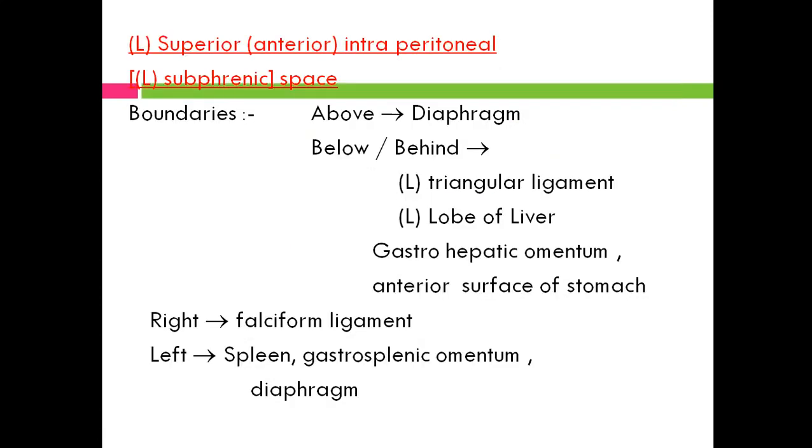So what are the boundaries of the left subphrenic space? Subphrenic, isn't it? So that means below the diaphragm. So above you get the diaphragm, below and behind you have the left triangular ligament, the left lobe of the liver, the gastrohepatic omentum, and the anterior surface of the stomach. Whereas to the right you have the falciform ligament between the two lobes of the liver going and attaching to the anterior wall of the abdomen. And to the left you have the spleen, the gastrosplenic omentum, and the diaphragm.